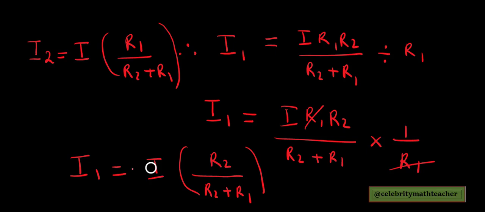It helps you calculate the branch current when you know the main incoming current and you know the values of the two resistors. I will show you the application of the current divider rule in my next video.